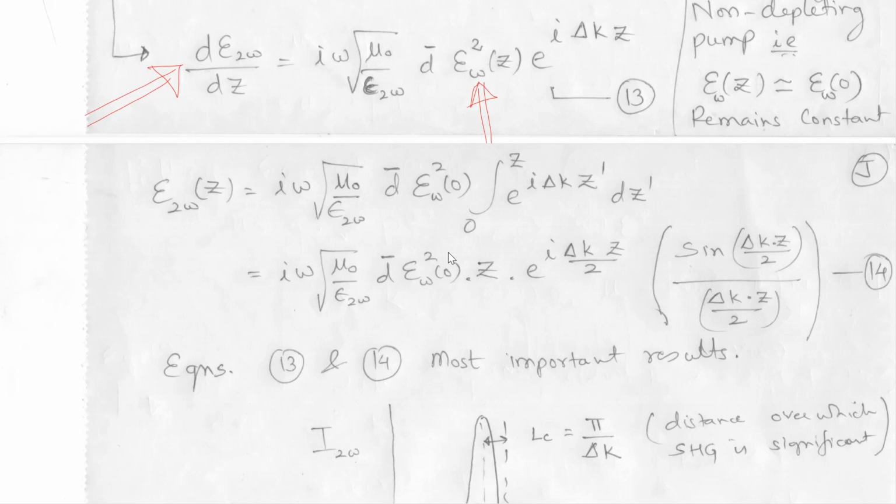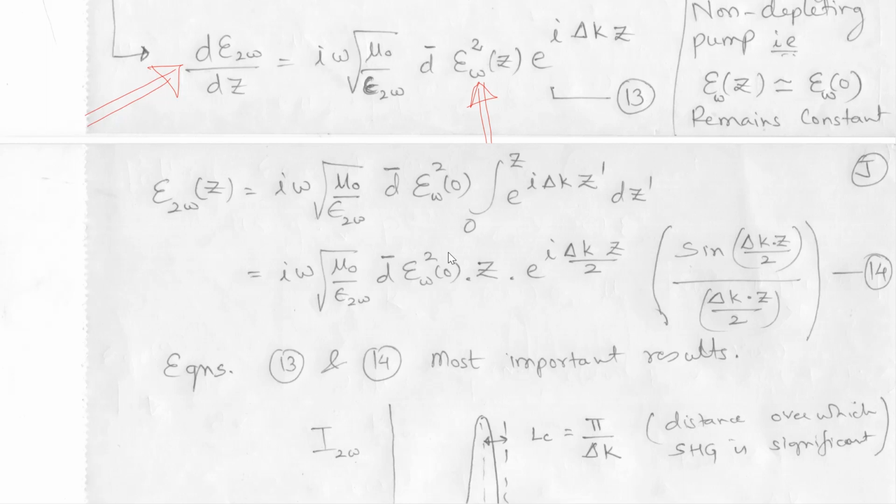E2 omega as well as E omega, these fields do not vary too much across a length scale of lambda along the direction of propagation. So as these fields are more or less constant across the length scale, the higher order derivatives are neglected in comparison to the lower order derivatives. That's something that we already did in the previous lecture.